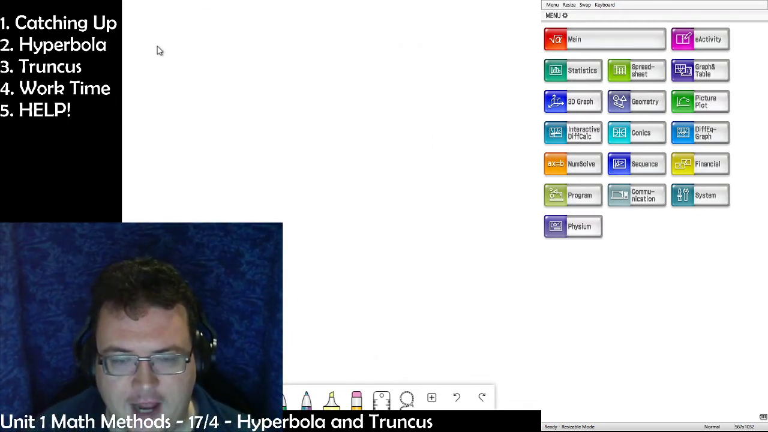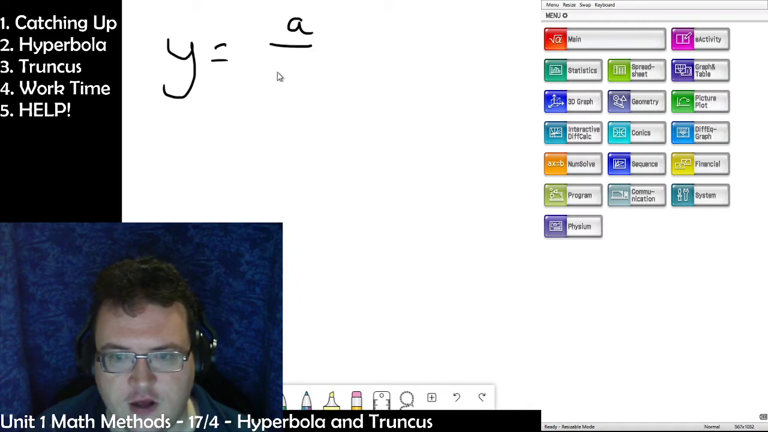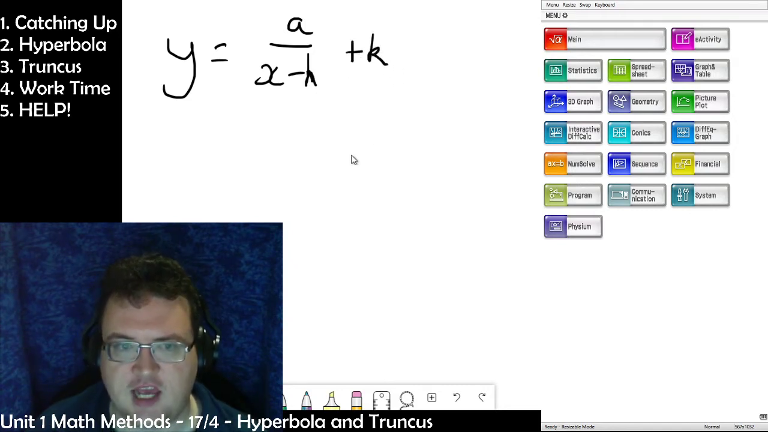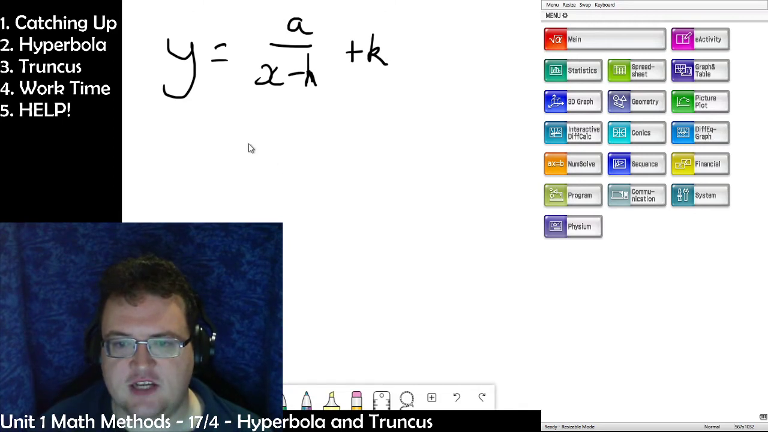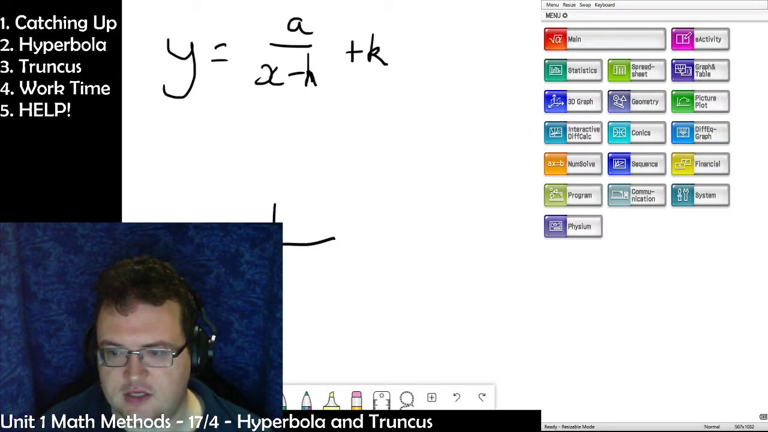Remember, a hyperbola is of the form y equals a over x minus h plus k. And what that does is it creates a graph that looks something like this.